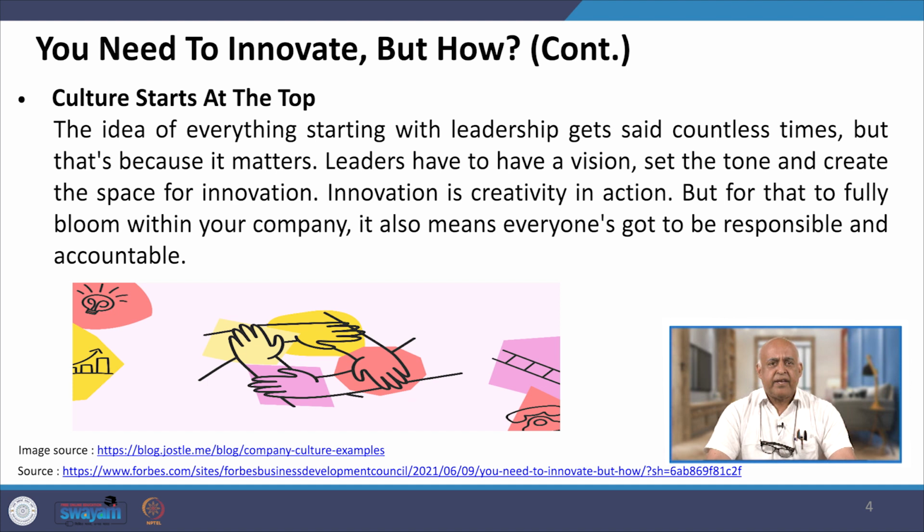So, when the leader, that is the CEO in the top position, states a particular vision, all people are supposed to come together and work with him to achieve that vision. For that vision, creativity is required, and when this culture of creativity flows from top to bottom, the creativity converts into innovation.